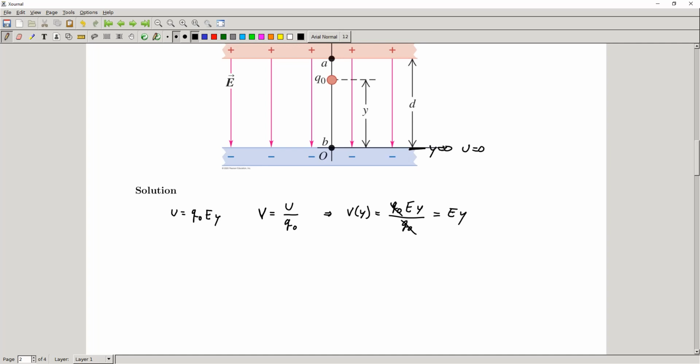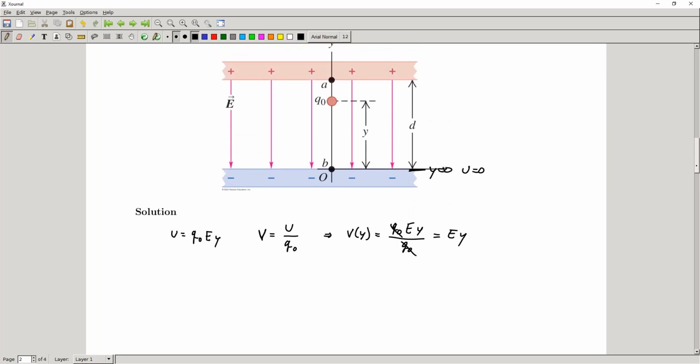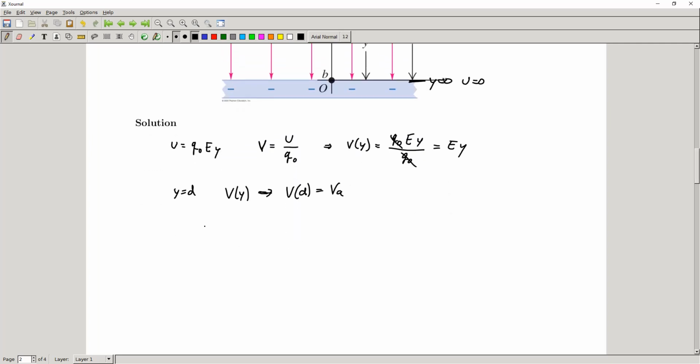Okay, so let's now set a point A. Well, where we have it on the diagram, we'll set our point A where it's at the very top. So we're going to set y equals d at the very top, and then we're going to have our V at y, which is now going to be a V at d. That's going to be equal to our potential at the top. Okay, and so we can write down the potential difference between the top and bottom.